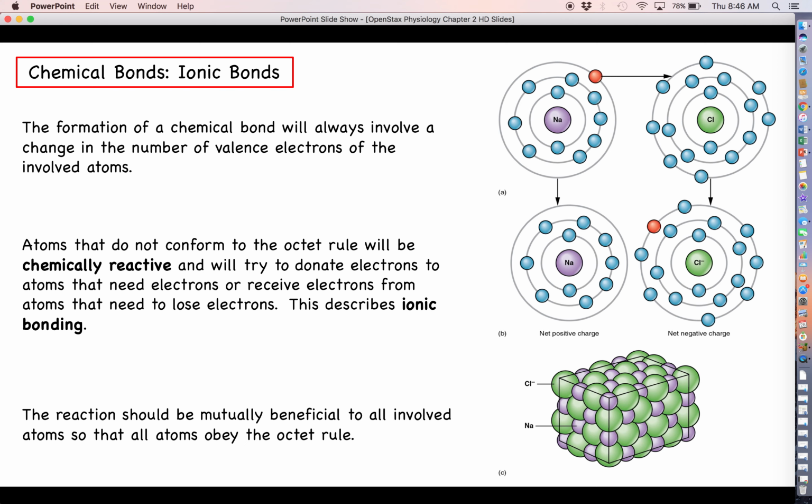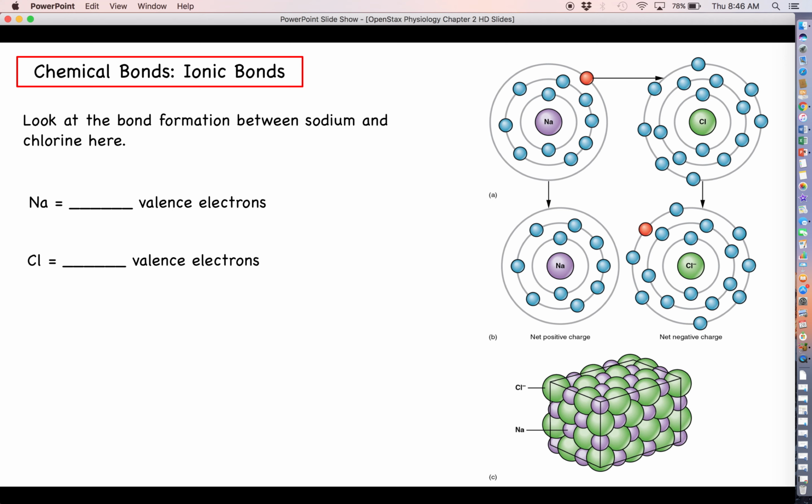Ionic bonding is going to be perfect in a case where you are trying to bond two or more atoms, and what you are proposing, in terms of this atom gains electrons, this atom loses electrons, should be mutually beneficial to everyone involved. The example that we're going to use here is sodium and chlorine.